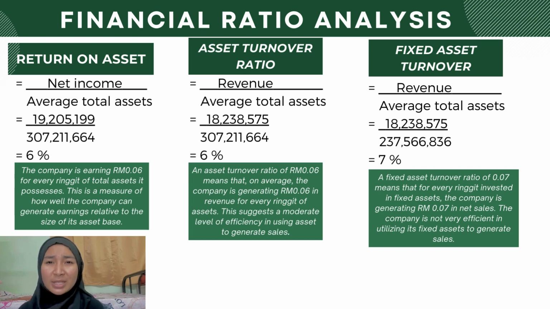This ratio shows an asset turnover ratio of 6 cents, which means that on average the company is generating 6 cents in revenue for every ringgit of asset. This suggests a moderate level of efficiency in using assets to generate sales.